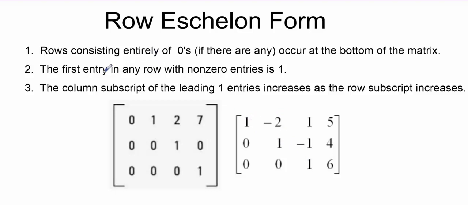And then the column subscript of the leading ones increases as the row subscript increases. So what that means is basically I'm moving over 1 each time. So you get a diagonal form, if you will, of 1s and then zeros below.